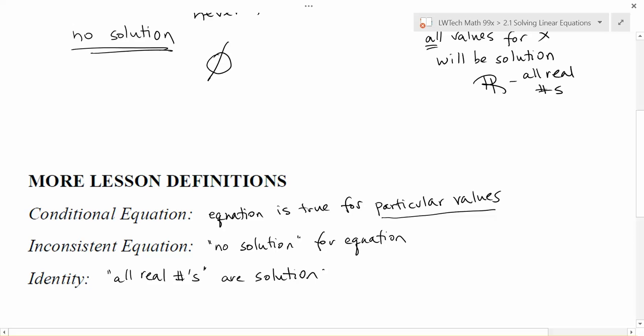So these are the specific vocabulary terms. If you have a conditional equation, usually just giving your answer is enough. But if the variables drop out, it's really important to specify which of these particular cases you have. If it's an inconsistent equation with no solution, or if it's an identity equation where all values of x or whatever your variable are will work.